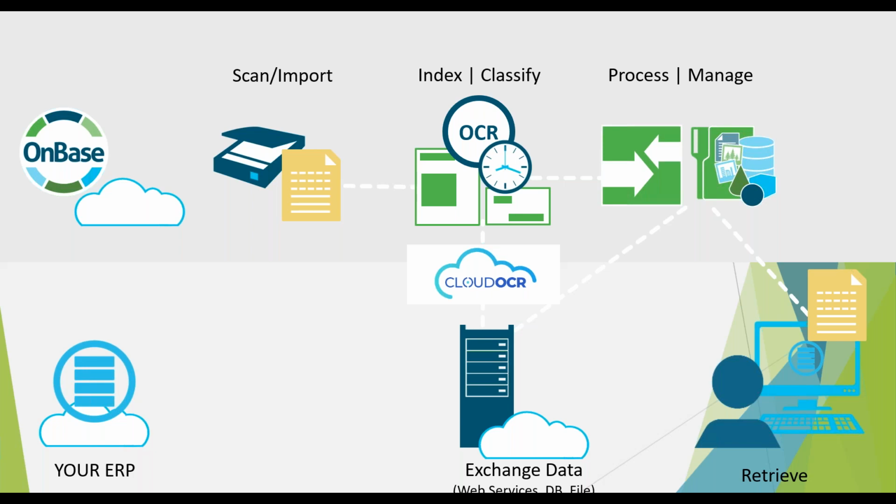But once we have that information back, it goes back into OnBase, goes through some workflows where we can approve invoices and then really have users retrieve those if they need to. But it's a great way to go out and automate your AP process.